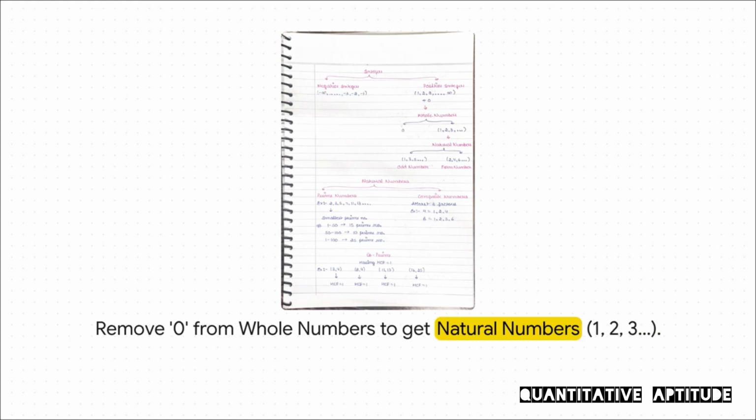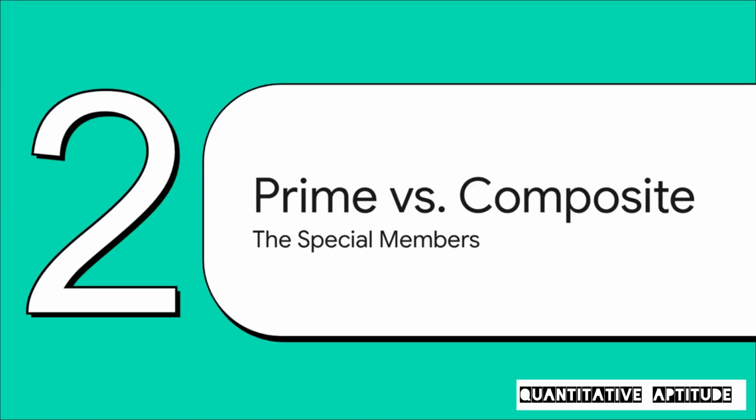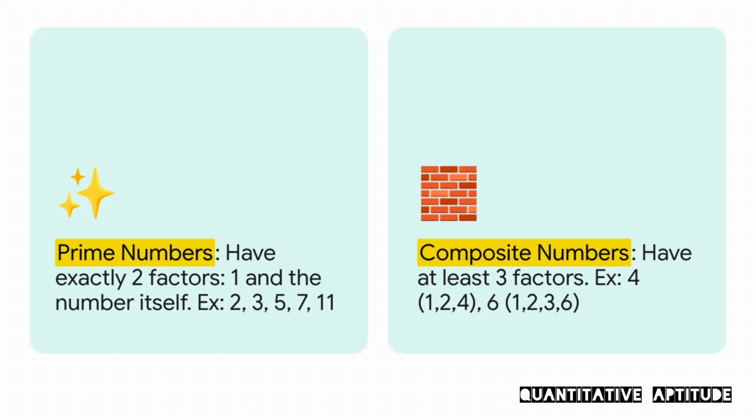And if we take those whole numbers and just remove 0, we're left with natural numbers. These are the numbers we all use for counting: 1, 2, 3, 4. And of course, these can be broken down further into odd and even numbers. All right, let's meet two very special members of this family. These are the ones you'll see pop up in exams all the time: prime and composite numbers. Understanding the difference between these two is absolutely crucial.